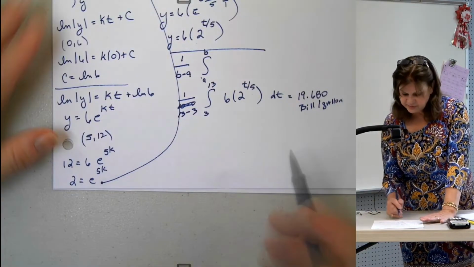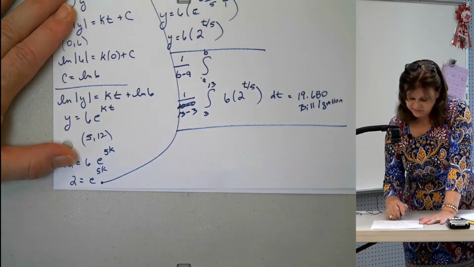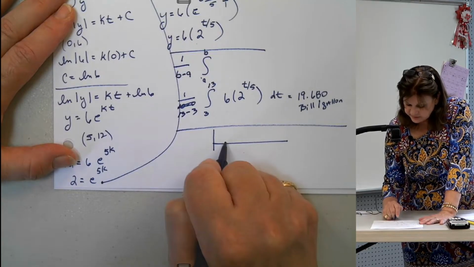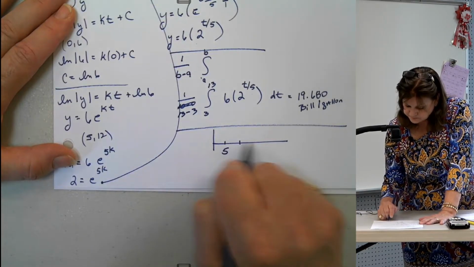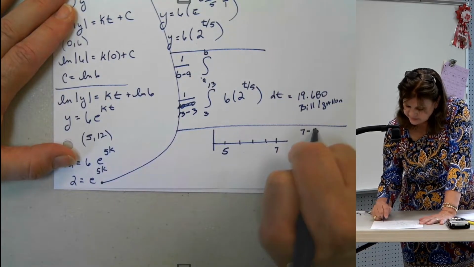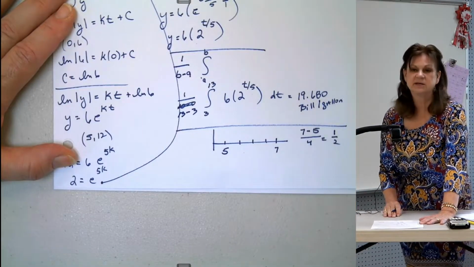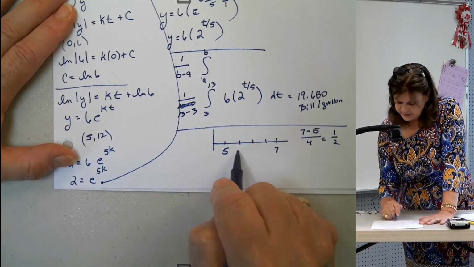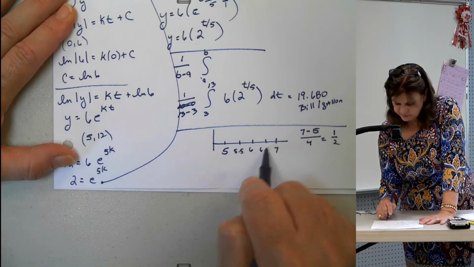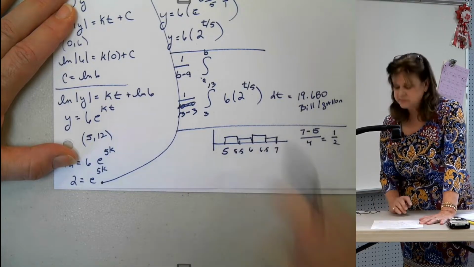All right, then they jump into use the trapezoidal rule with 4 equal subdivisions from 5 to 7. So 5, 7, so 7 minus 5 divided by 4. Each base is going to be 1/2. So 5.5, 6, 6.5. So there's 1, there's 2, there's 3, there's my 4 trapezoids.